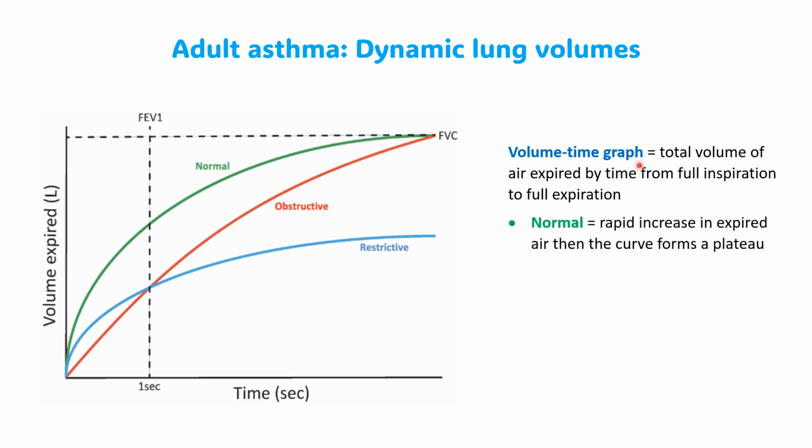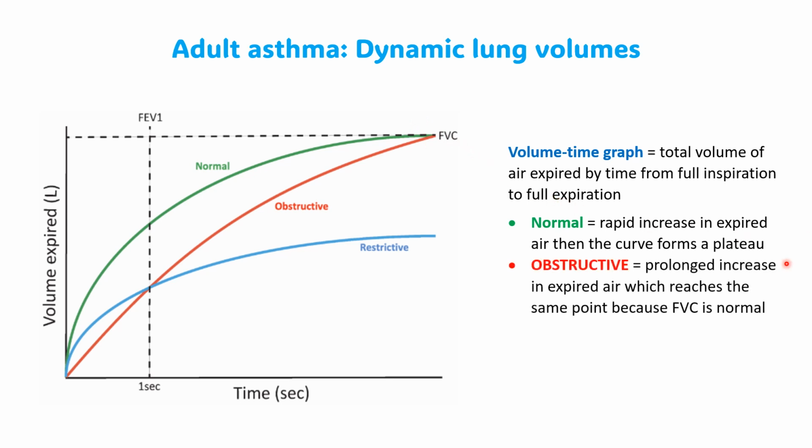So what we have here is a volume time graph, which shows the total volume of air expired against time, from full inspiration to full expiration. If we look at this green curve, this is normal, what we'd expect on a volume time graph. We can see a rapid increase in expired air, and then the curve forms a plateau. Up here is our FEV1, and here we have our FVC. But in obstructive lung disease, there's a prolonged increase in the expired air, which reaches the same point because the FVC is normal.